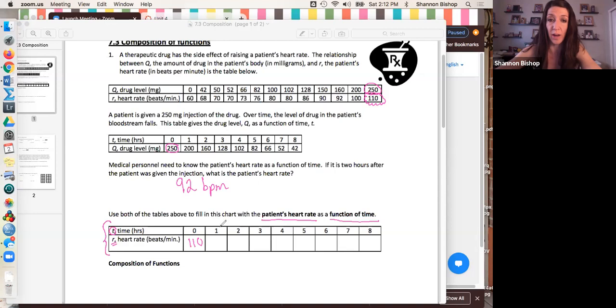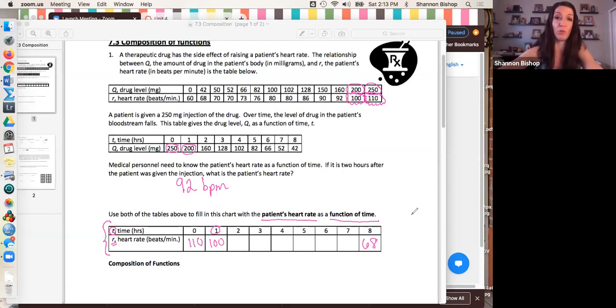What about after 1 hour? Well, after 1 hour, 200 milligrams of drug is in the body. And if 200 milligrams of drug are in the body, then what's their heart rate? 100 beats per minute. Okay, so I want you to think through the rest of those numbers and see if you can make sense of what those other values will be. I'll fill in the last one for you. The last one should be 68. So if you think you can fill in the rest of those and get all the way up to the 8th hour, at which your heart rate would be 68 beats per minute, then you're in business.